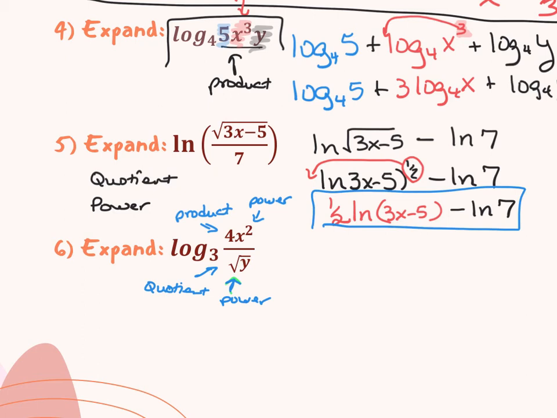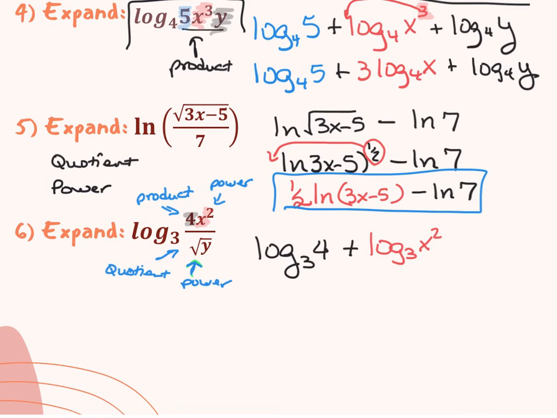So I'll do the numerator first. I'm going to do log base 3 of 4 plus, so that's going to take care of the 4. Now I'm going to take care of the x squared. So log base 3 of x squared. And now I'm going to take care of the denominator. It's being divided, so I subtract it. Log base 3 of the square root of y.